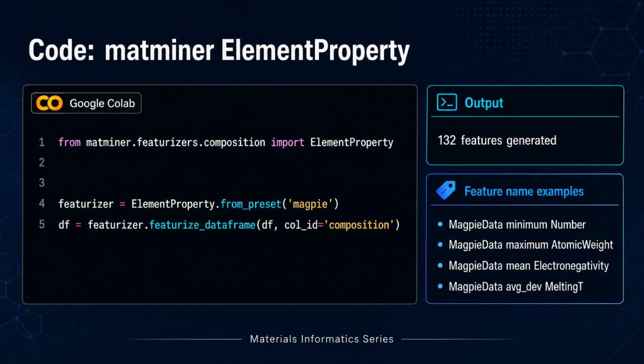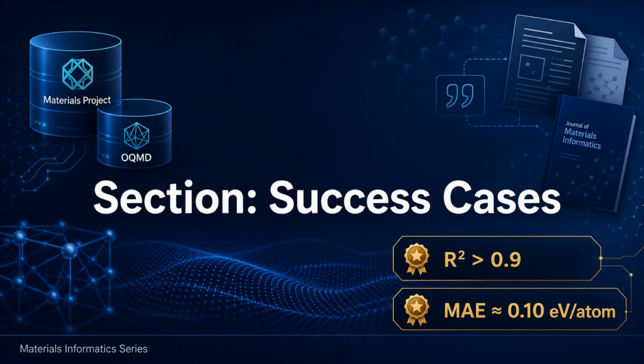Feature names follow the pattern Magpie data statistic property name, like Magpie data mean atomic radius. Now let's look at real-world success cases where composition-based features achieved impressive results. These examples from major materials databases demonstrate that predicting properties without structural information can be highly effective for certain tasks.